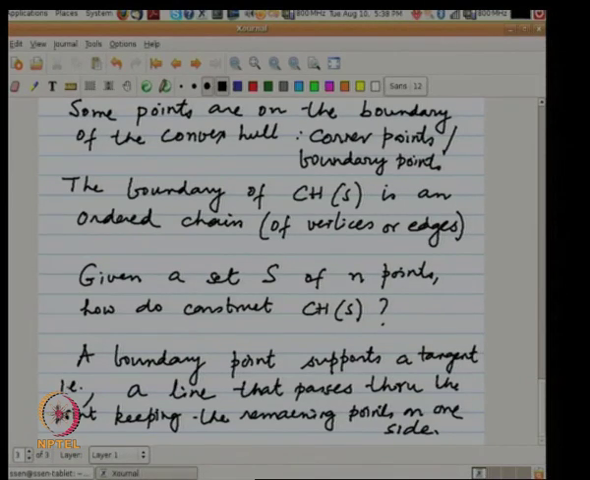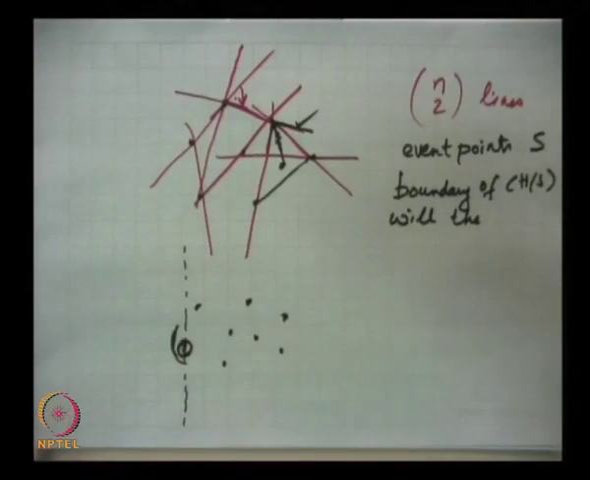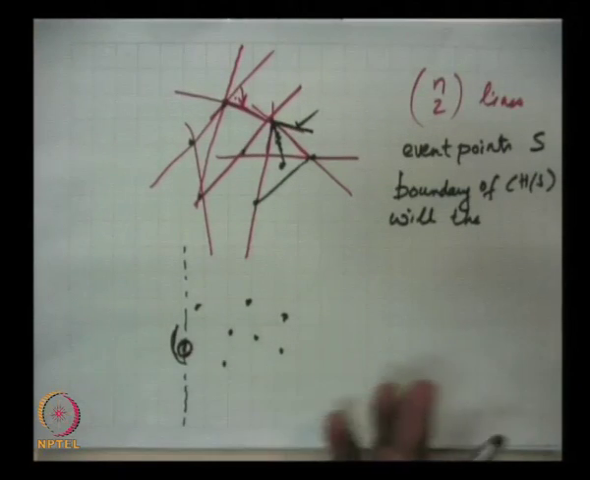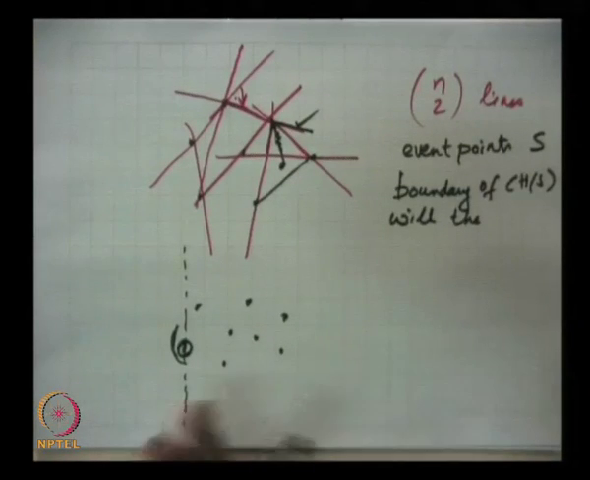So if this is another characterization of a boundary point, then it is enough to say that if I draw a vertical line through the leftmost point, clearly all other points are to the right of it, and therefore it must be a boundary point. In fact, this is a pretty useful characterization of a boundary point.